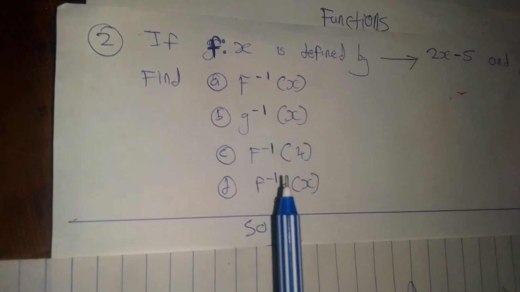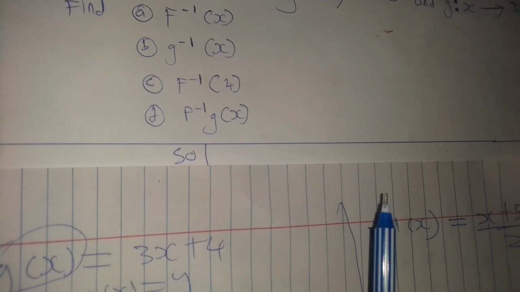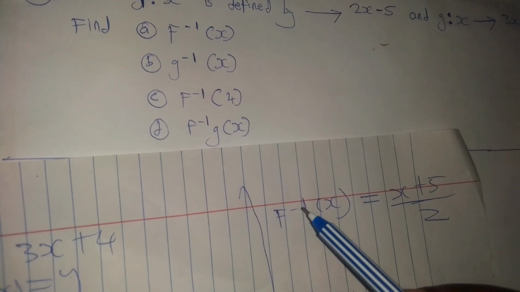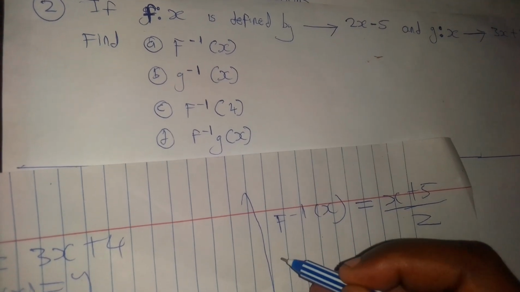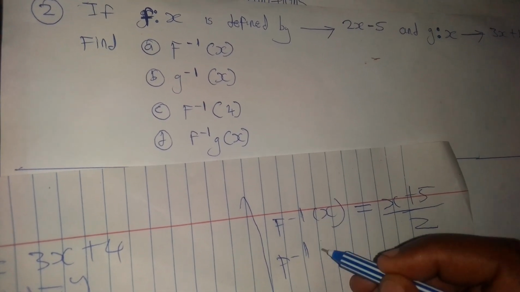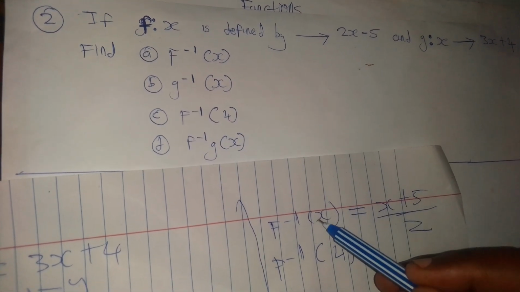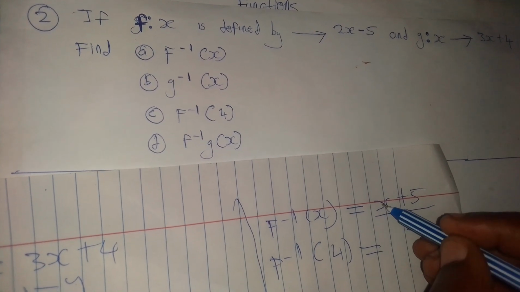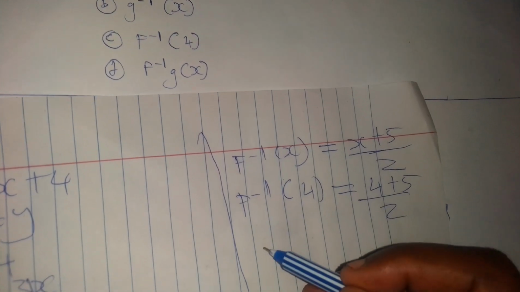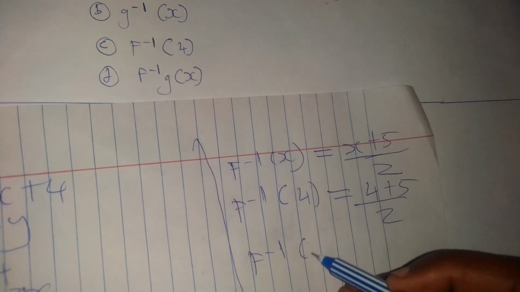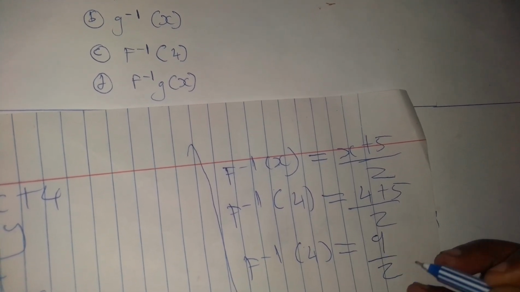Okay, sorry for disturbing. What they want now is f inverse of 4. So you have this answer for f inverse of x, the answer you had found in A. Now you say f inverse, then where there is x, you replace with 4. Here this is the 4. Equals, again where there is x, replace with 4, plus 5 over 2. Then f inverse of 4 equals, we just add 4 plus 5, that's 9 over 2.